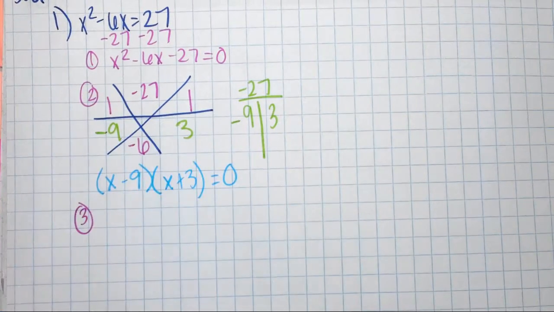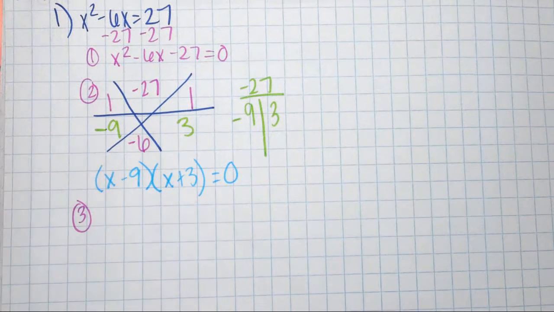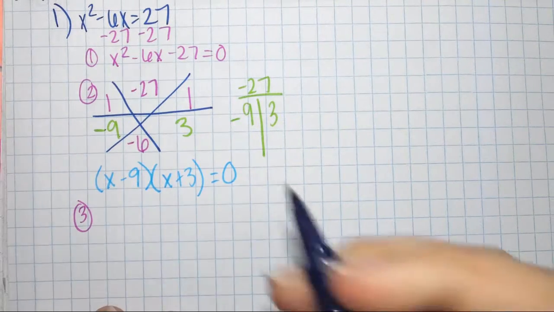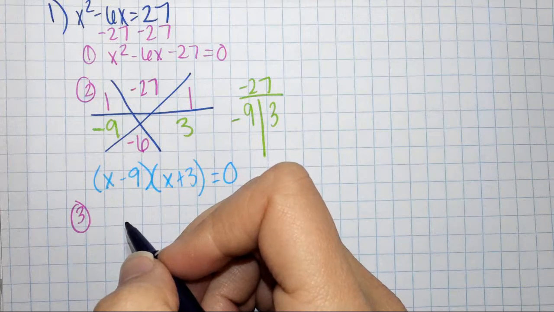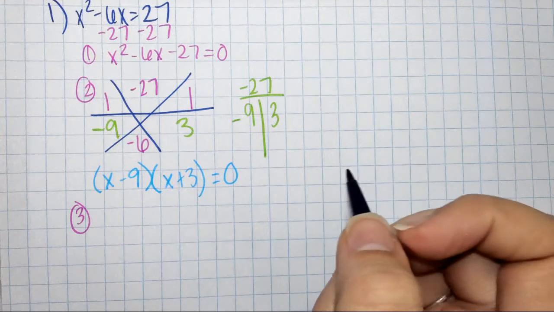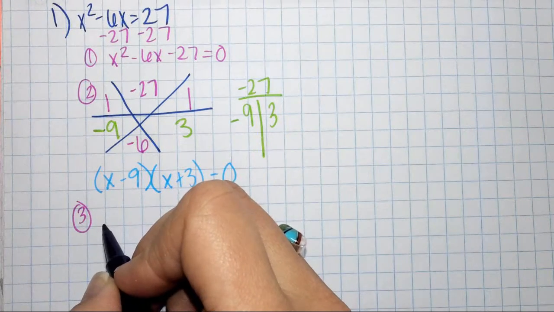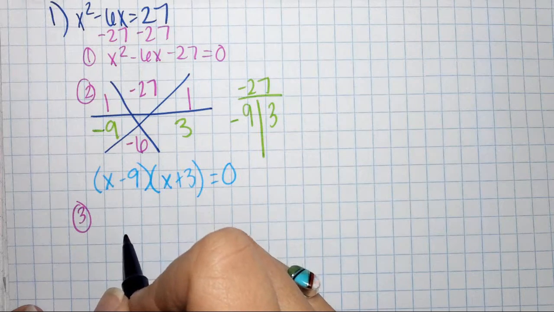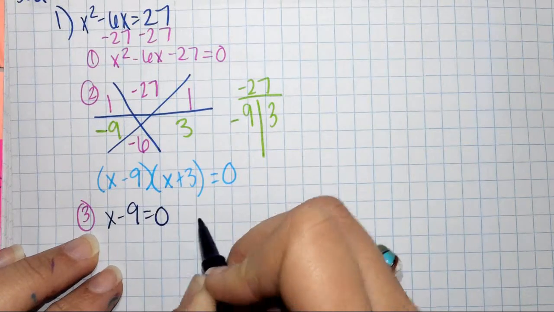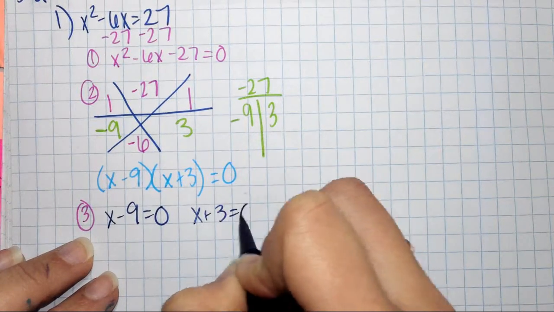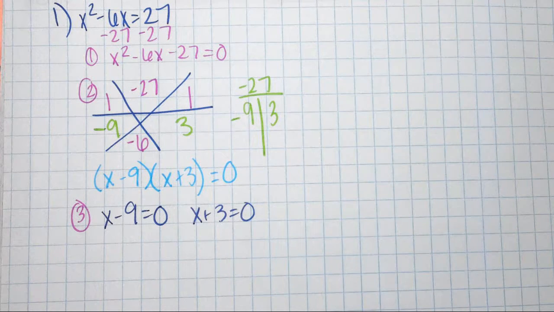Alright, step 3. What do I do now? Split it up and set it equal to 0. So how would I write my parentheses, Bryn? X minus 9 equals 0. X plus 3 equals 0. Take 2 points. I got you, Miss Evans. You do one, I do one.